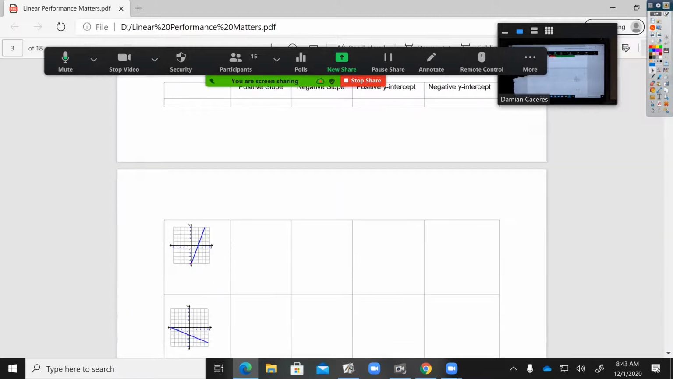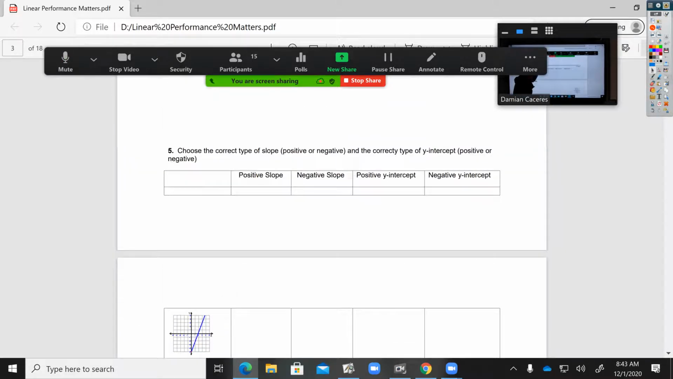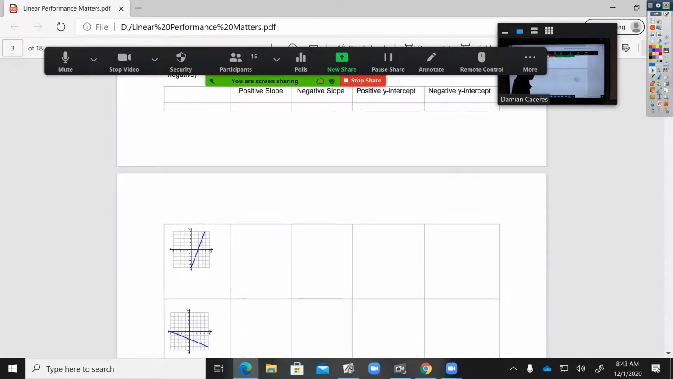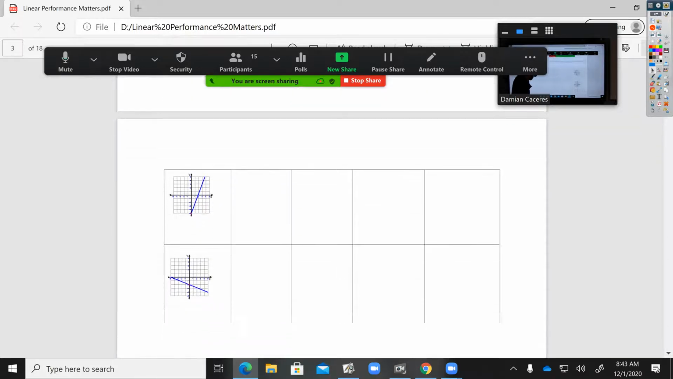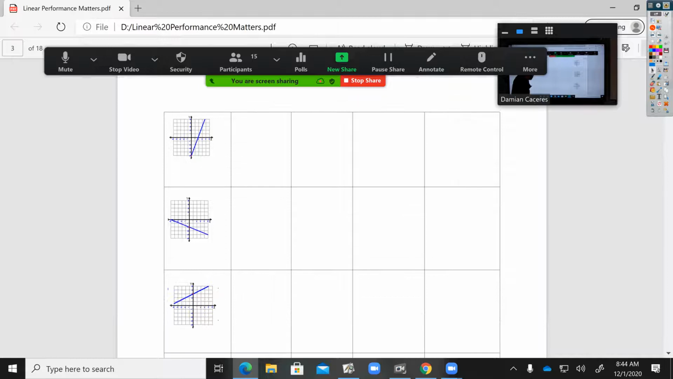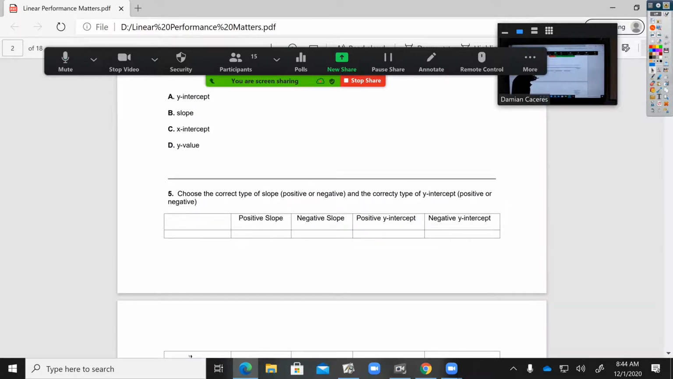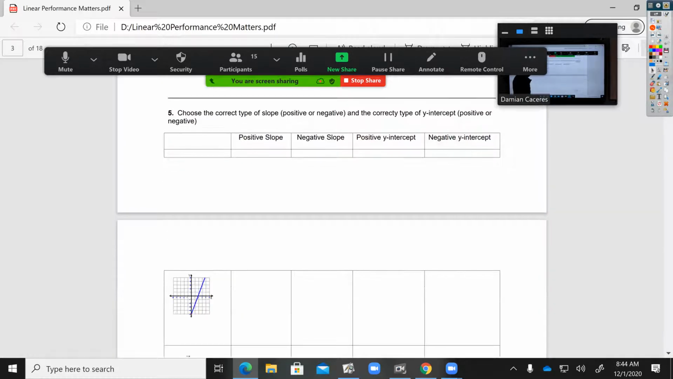Now number 5, I'm not going to review because I don't have, see, maybe I can review it. So let me just explain how you would do number 5, even if we can't see all of it. Okay? Positive slope, negative slope.